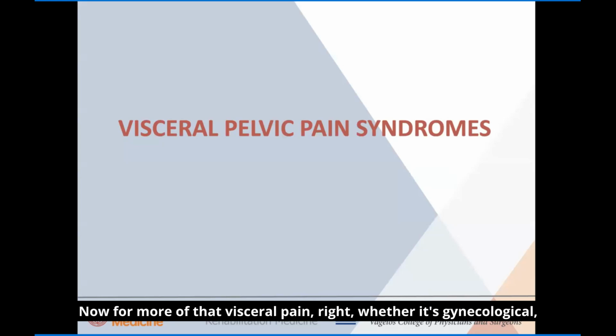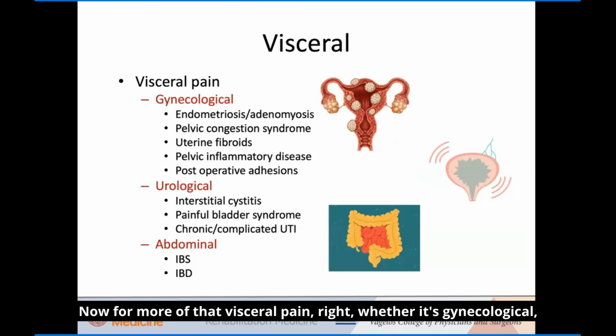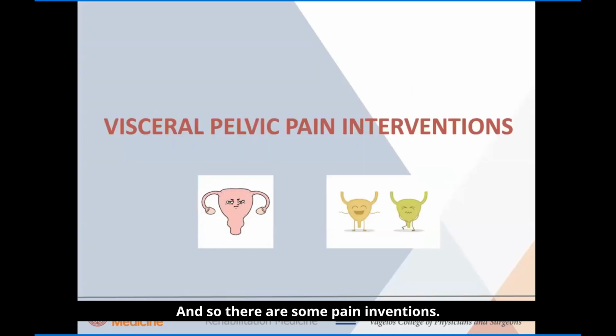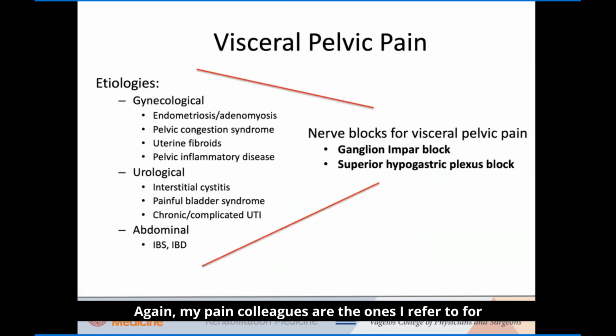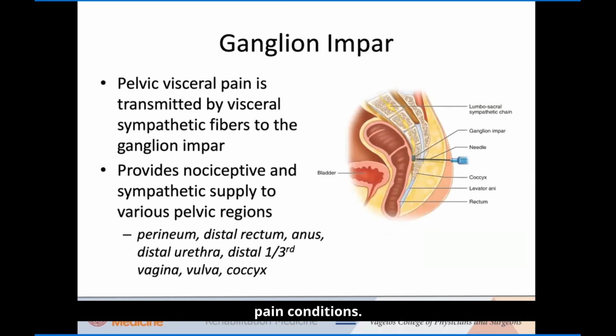Now, for more of that visceral pain, right, whether it's gynecological, urological, abdominal, whatever it might be, I think we have to think about other types of treatments. And so there are some pain interventions. Again, my pain colleagues are the ones I refer to for these. But there are visceral nerve blocks that we can do, whether it's for the ganglion impar block or the superior hypogastric plexus block. These can be helpful for more of these visceral pain conditions.